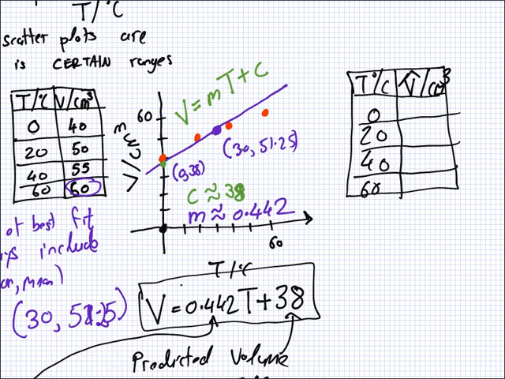Yeah, 0. So, when the temperature is 0, what is the volume? 40. That's what we observed. However, if we were to use this formula, what would be the predicted volume if the temperature was 0? 38. So straight away, we see that there's a small error. But this should not surprise us because the line is not fitting the data perfectly, is it? It's a little bit off.